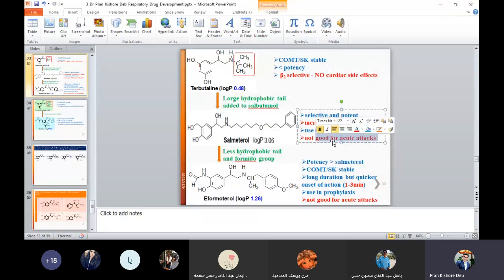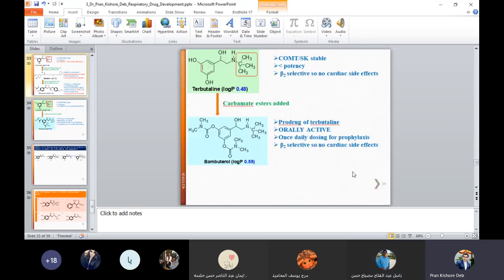It is given only for prophylaxis. Then formoterol, because of the formamido group, forms better hydrogen bonding with the receptor, but still it is not good for the acute attack. Then we have seen one prodrug, that is bambuterol. It's a prodrug of terbutaline. It's orally active with a long duration, and it's given only once a day. Still, it is given only for prophylaxis, and being beta 2 selective, there is no cardiovascular side effect.